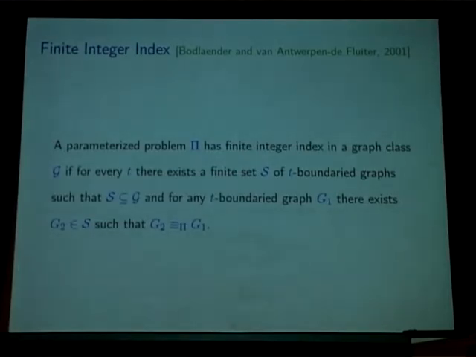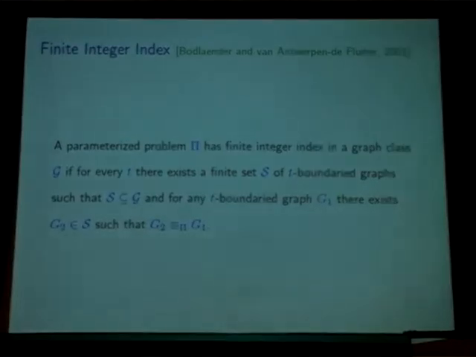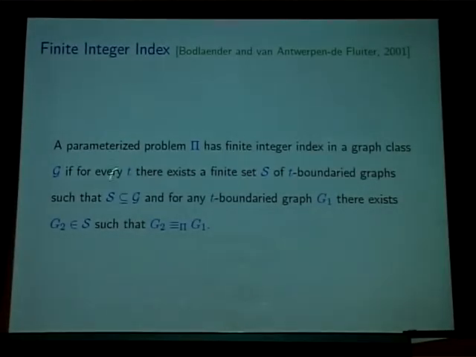A parameterized problem has a finite integer index in a graph class G if for every integer t there exists a finite set of t-boundaried graphs, a subset of the set G, such that for any t-boundaried graph G1 there exists a graph G2 from the set, such that if I take the graph G1 and replace it by the graph G2 from the set, the result will be the same. Right? So this is a kind of equivalence relation.